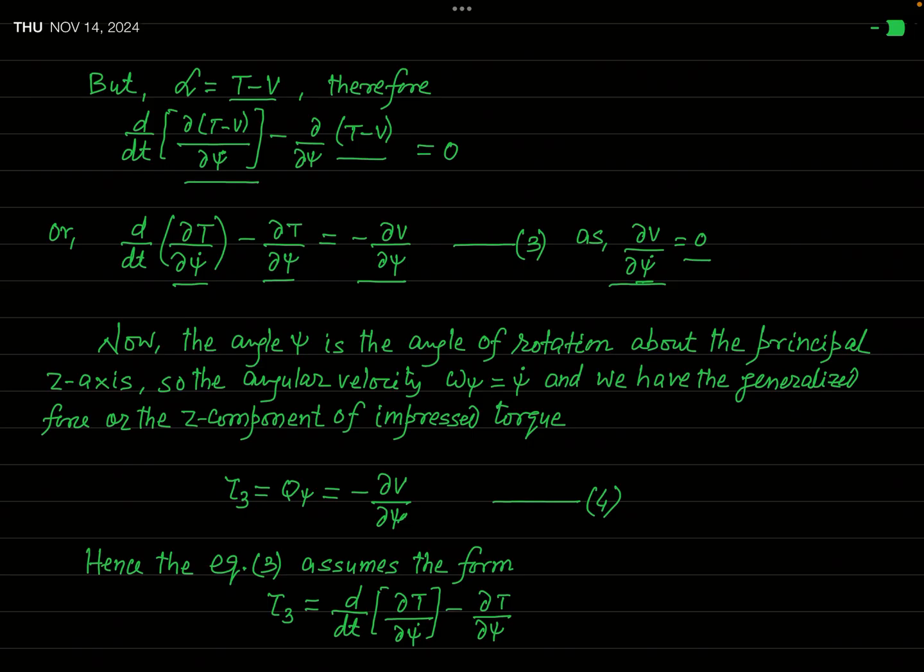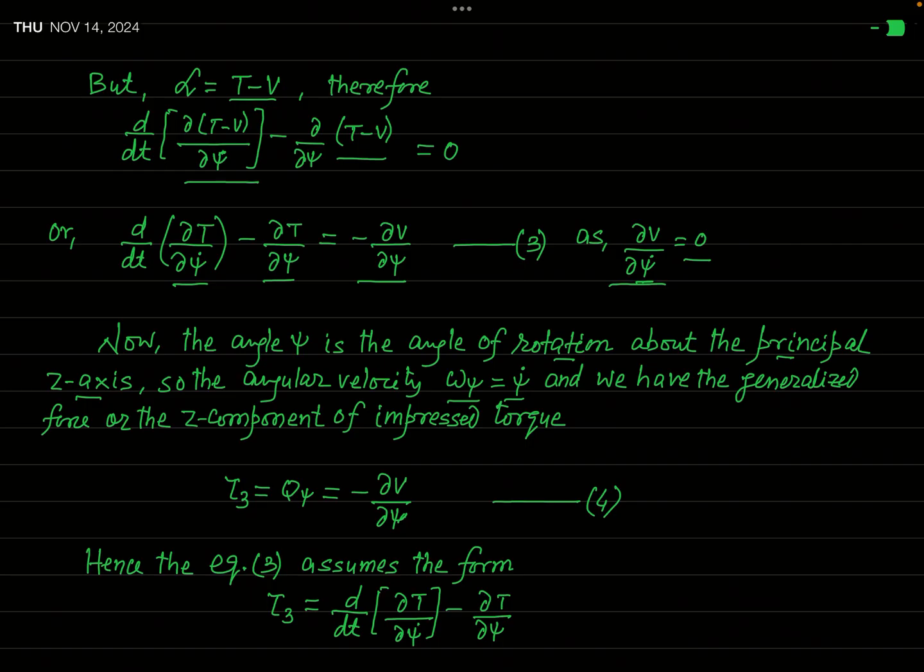Now this psi is the third Euler angle, which you have already learnt earlier. This psi is the angle of rotation about the principal z-axis. So the angular velocity with respect to this generalized coordinate, which will be denoted by the symbol omega psi, will be psi dot. This is d psi by dt.